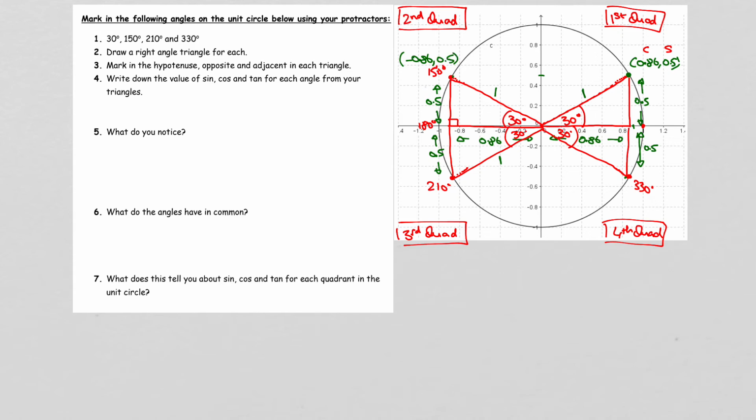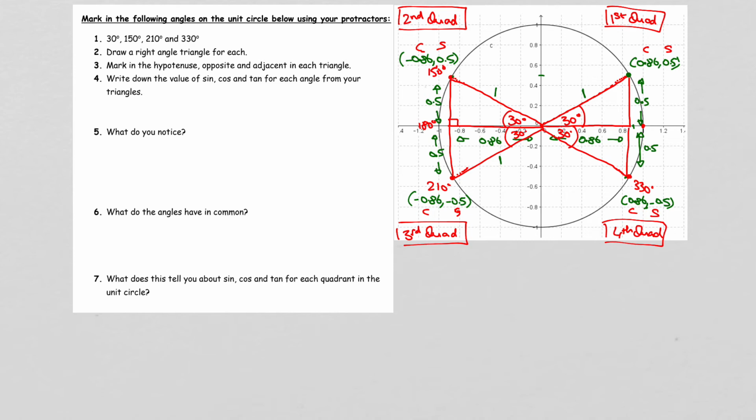For 210 degrees, I've gone out in the negative direction for x, so out minus 0.86, and I've gone down on the y-axis a negative direction of 0.5. For 330, I've gone out a distance of 0.86 in the positive direction, and I've gone down on the y-axis minus 0.5. So again, the x is cos, the y is sine.